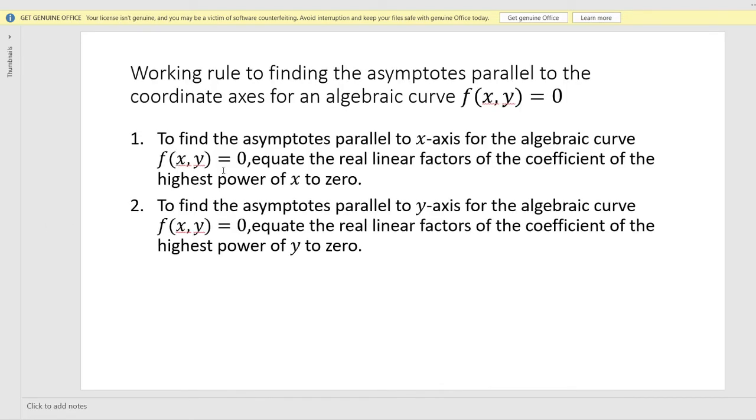Working rule for finding the asymptotes parallel to the coordinate axis for an algebraic curve f(x, y) = 0. First, to find the asymptotes parallel to the x-axis, equate the real linear factors of the coefficient of the highest power of x to 0, and solve. In the same way, to find the asymptotes parallel to the y-axis, equate the real linear factors of the coefficient of the highest power of y to 0.